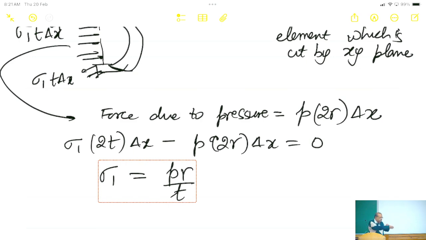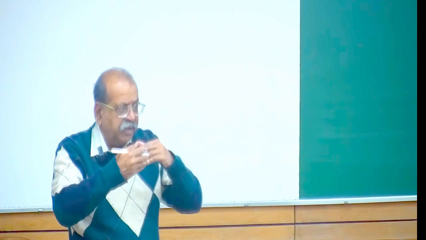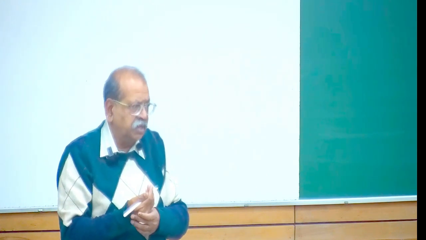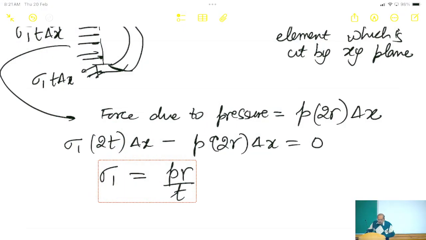So because of the pressure, the circumferential stress which comes on the element is equal to P times R by T. And this is for a thin walled element. Otherwise, you will have to account for R1 and R2 being different, and then still you can do the analysis. But we are just looking at this. So this is sigma 1.